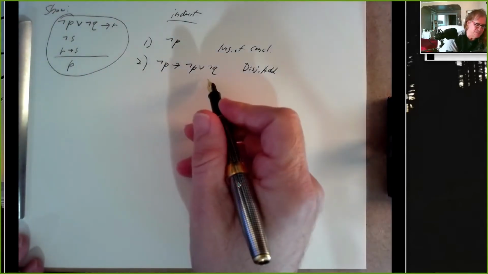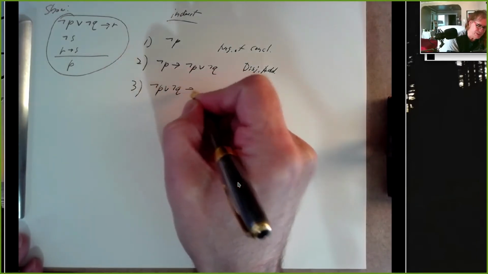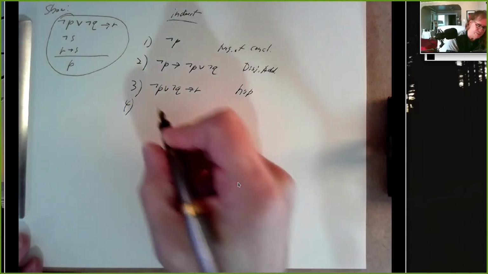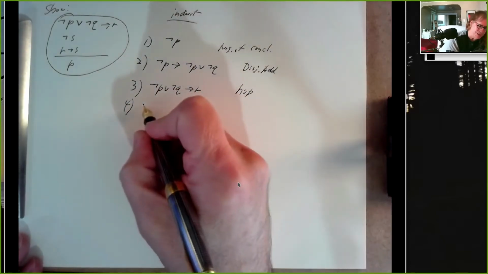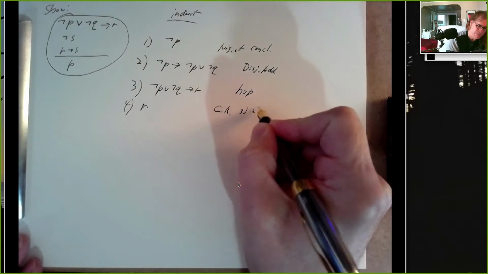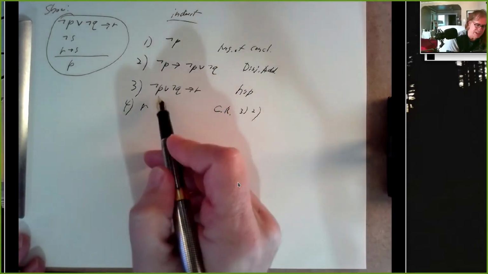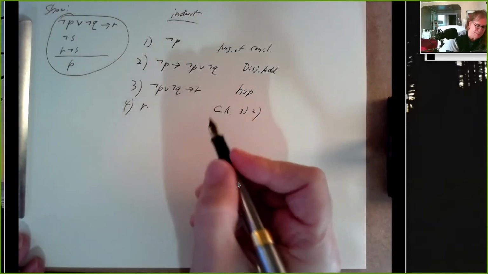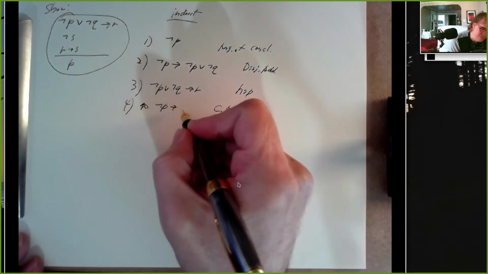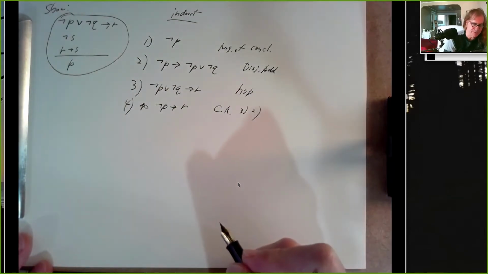So that gives us not P or not Q, and then we have not P or not Q implies R. That's the hypothesis. And so we can put those together and we can get R, and that's the chain rule of 3 and 2, right? Not P implies that, that implies R. Not P implies R. That puts that together.